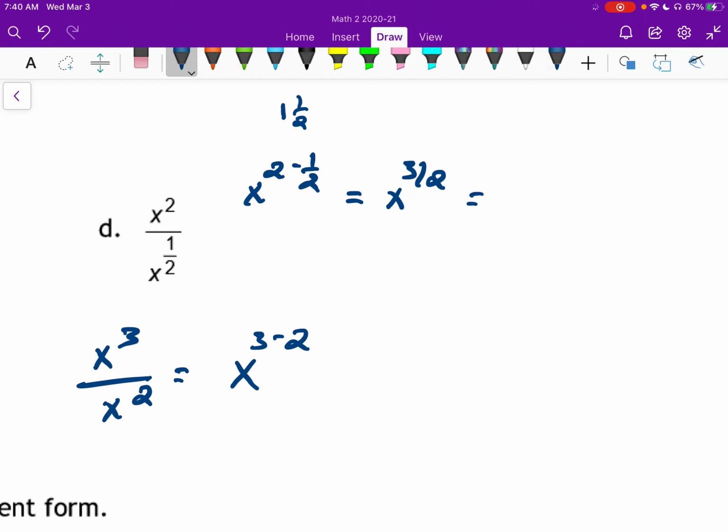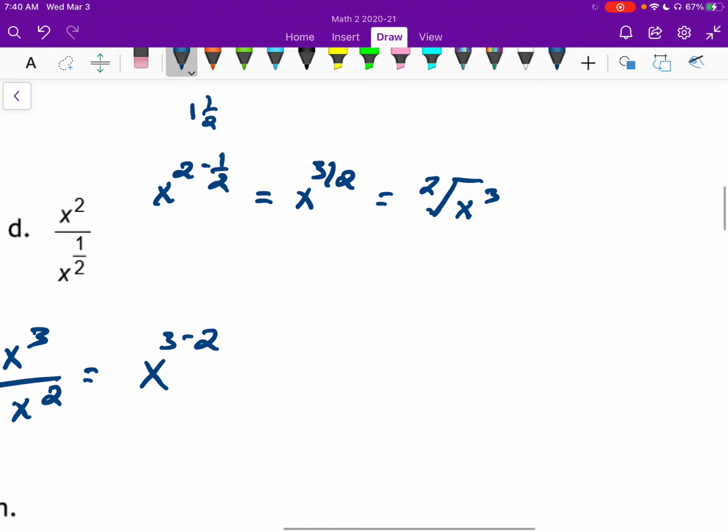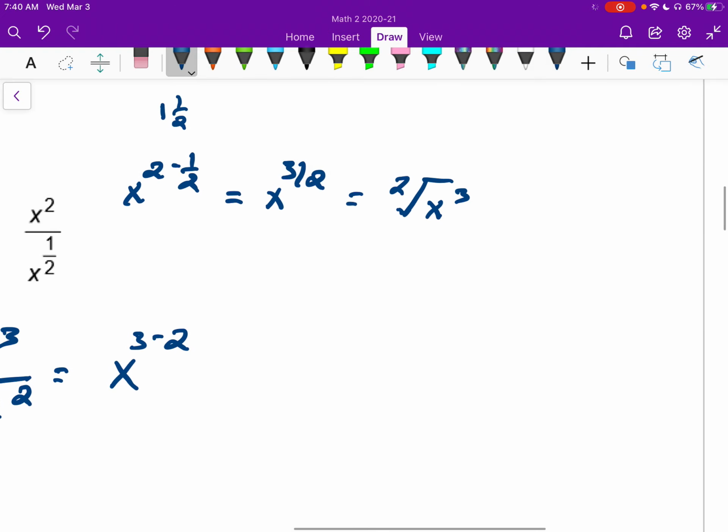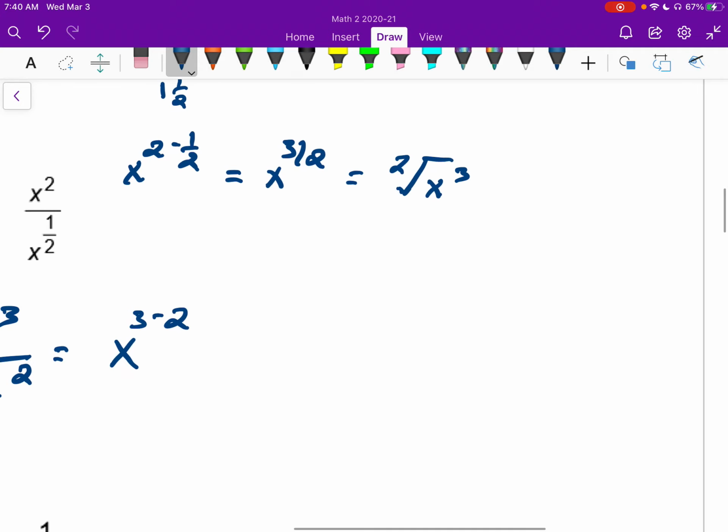So the 2 becomes our root, so this will be the square root of x cubed. We don't really have to write the 2 piece of it. But now we need to pull stuff outside from our root. So we have an x cubed, and we need to pull things outside of that root. We have 3 x's in here.